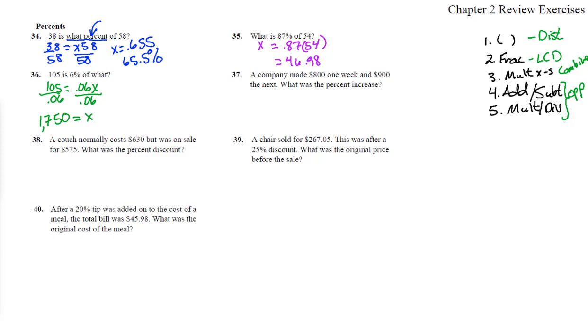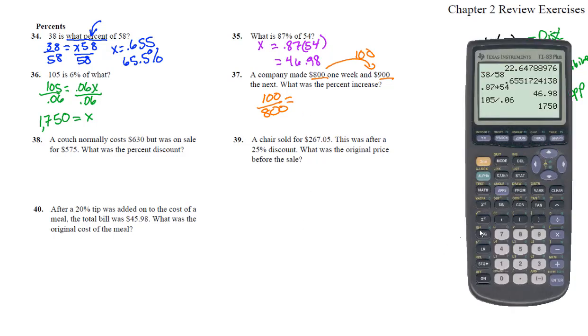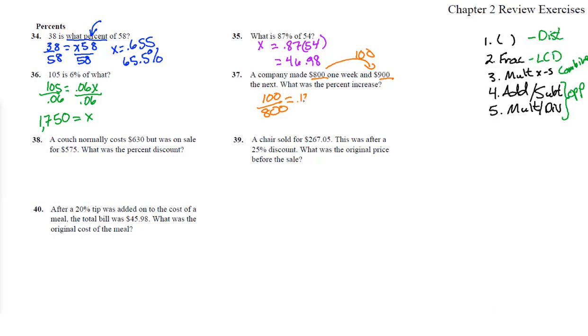All right, number 37. A company made $800 one week, $900 the next week. So they increased $100. What was the percent increase? So you're like, oh, it was 100 out of 800. So punch that into a calculator. They increased 100. Out of the 800 they started with, the original, you always go over the original, and you have 0.125, which is 12.5%.